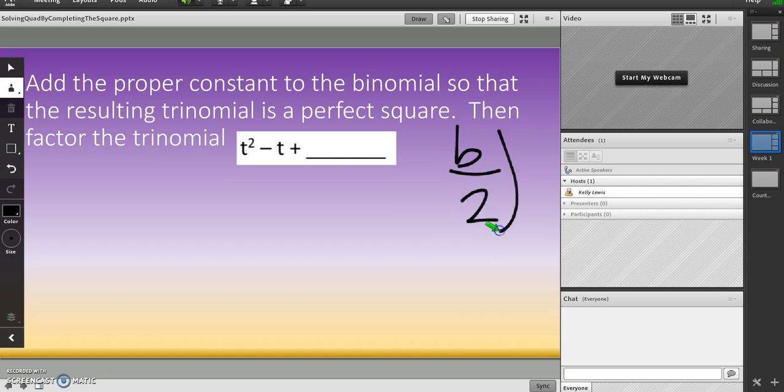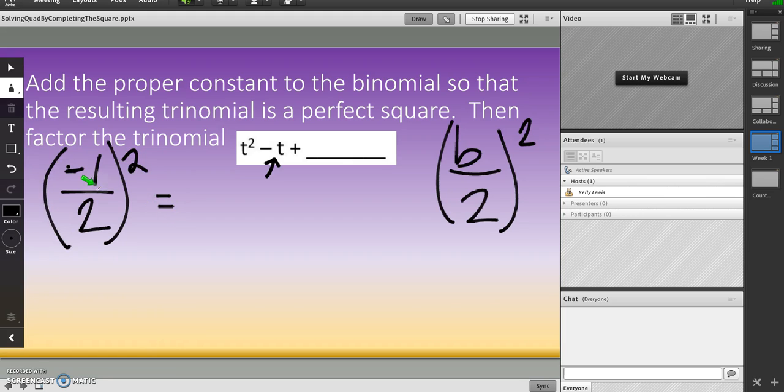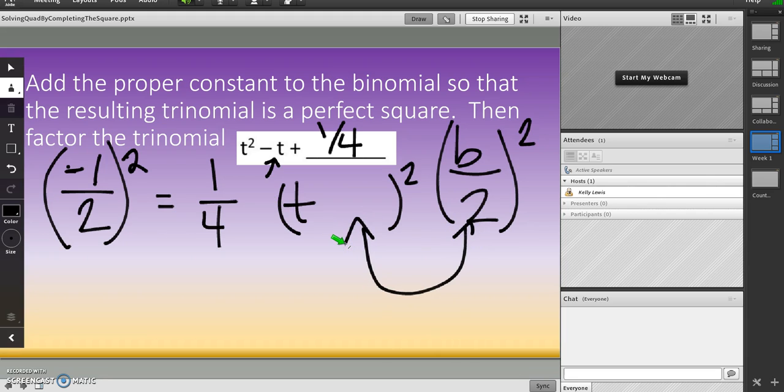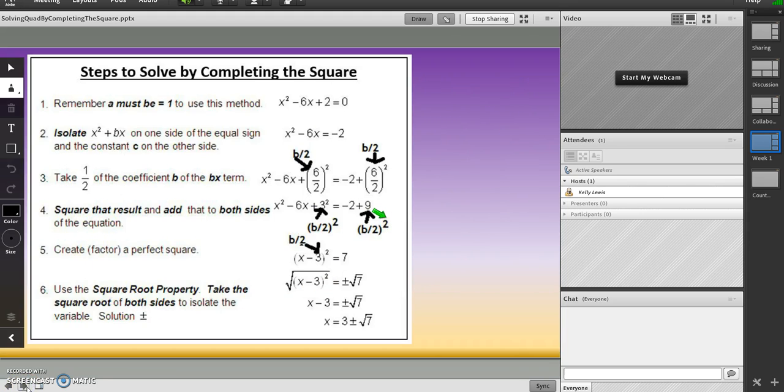b over 2, then we complete the square. So the number touching x is -1, over 2, squared. -1 times -1 is +1. 2 times 2 is 4. So 1/4 needs to go here. And so the number right there is -1/2. Right, I want us to see, okay, good.